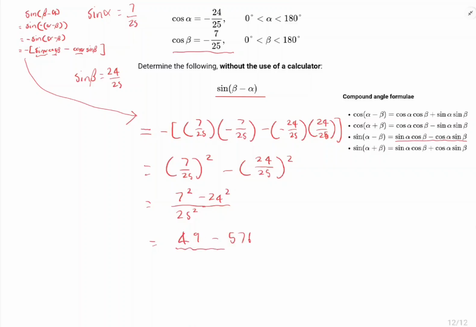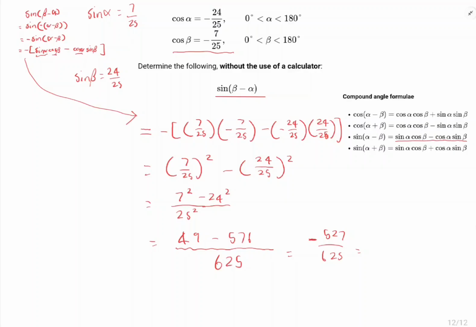So you must know when you need to use a calculator, right? And it's in this case because we're working with very big numbers. So 49 minus 576 is negative 527 over 625. Can that be simplified further? Let's see on the calculator. No, it cannot be simplified further. So our final answer is this.